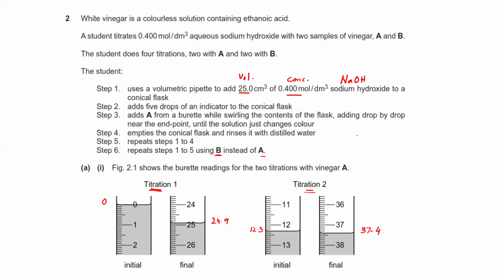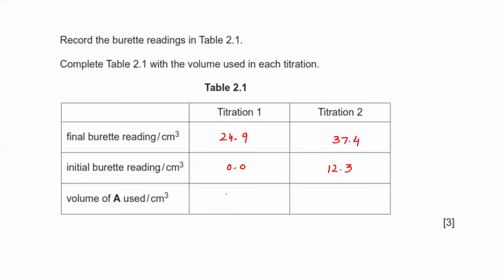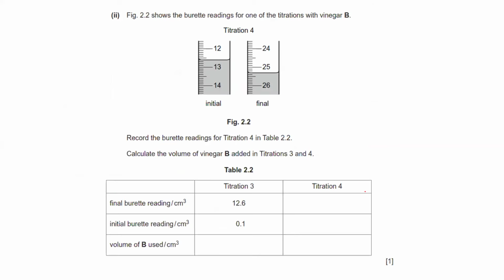So subtracting these values, V final minus V initial is equal to V total, the volume of A used, or you can call it V used. Then just subtract: 37.4 minus 12.3 comes out to be 25.1. So 25.1 cm³ will be the volume used.